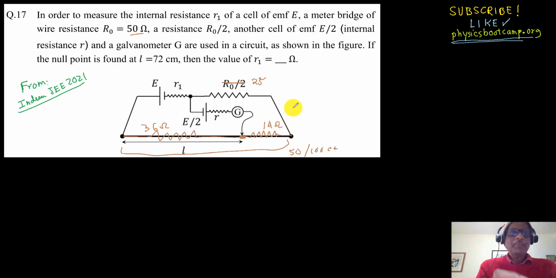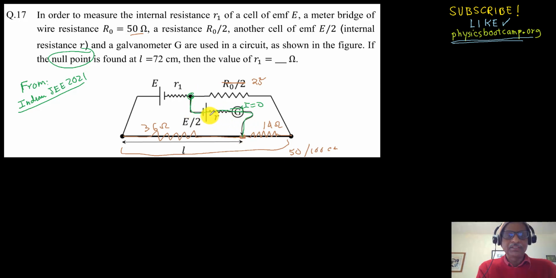Okay, another thing that you probably need to know: what's a null point. Null point is when there is no current in this branch, so I is equal to 0. There's no current going through the galvanometer. That's called null point, which means there is no current in this branch.